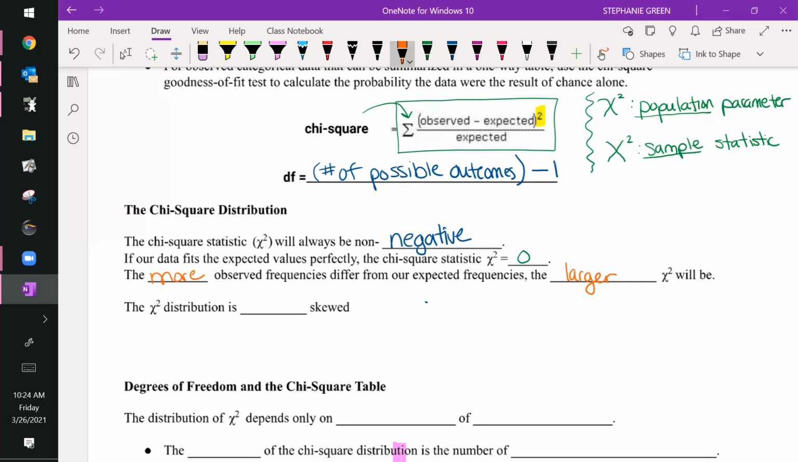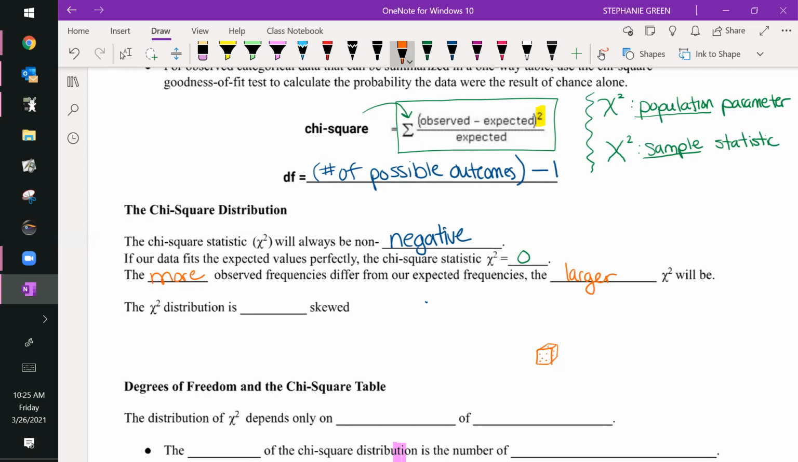So we can imagine rolling a die over and over and over again. We've talked about this before. You would expect to get each number on a die 1/6 of the time. And so if I rolled my die 100 times and I got each number exactly 1/6 of the time, my chi-square statistic is going to be exactly 0.